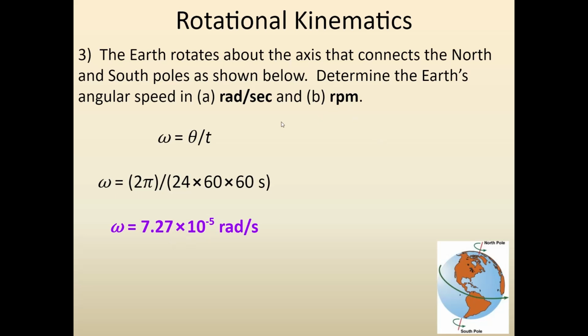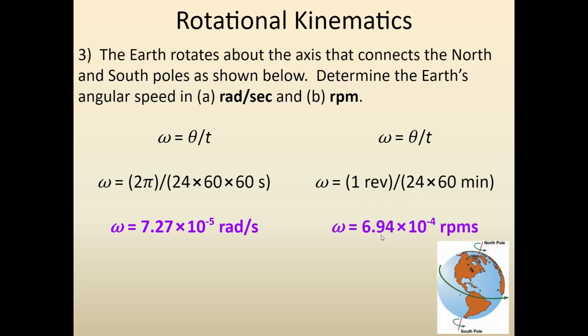For revolutions per minute, you could technically convert this. However, I would just end up redoing it. It just makes life a lot easier. So a revolution is almost like an oscillation or a full rotation, essentially. So it travels one full rotation, and the amount of minutes it does this in is 24 times 60, because we're not going to seconds, so we're not going to put that in. So we do one revolution divided by this, and we end up getting 6.94 times 10 to the negative 4 revolutions per minute. Yeah, and that's it.